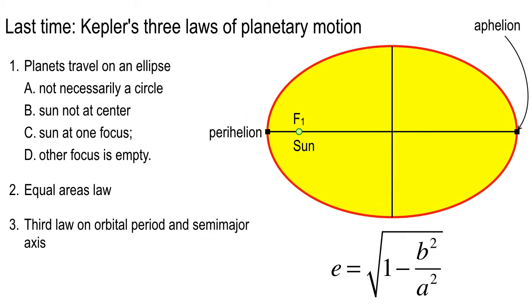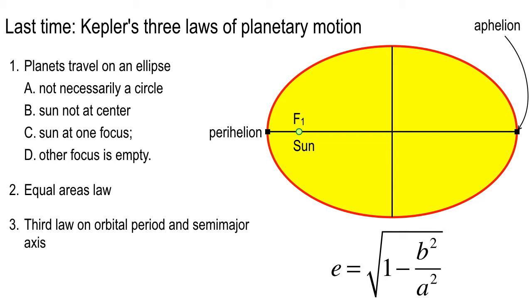All right, let's talk about last week, Thursday. We talked about Kepler's three laws of planetary motion, specifically number one, which was his discovery that Mars and all the planets are actually following elliptical orbits. A planet will travel on an ellipse that's not necessarily a circle. Now, all the planets are very close to perfect circles, but Kepler discerned in the orbit of Mars that it actually is an ellipse, slightly oblong, and not a perfect circle.